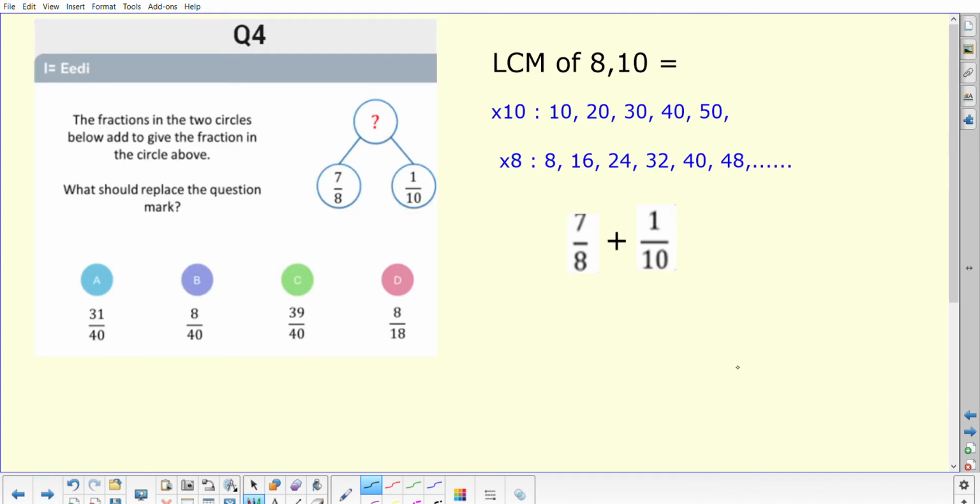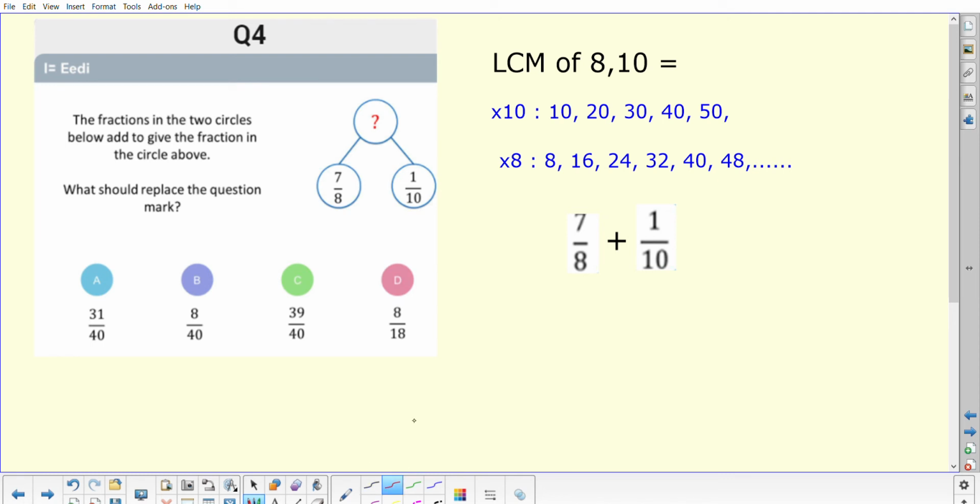For question 4, you need to read the instructions here. It says the fractions in the two circles below add to give the fraction in the circle above. What should you put where the question mark is? So the question mark would be your answer. So you're looking to add these two fractions together. So you needed to look at the lowest common multiple of 10 and 8.